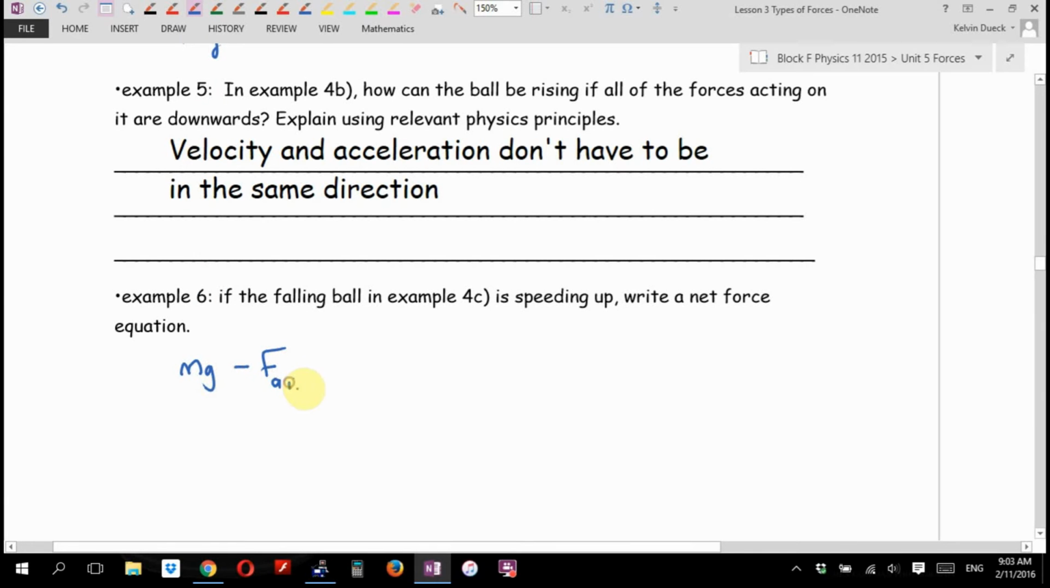What does that always equal? Yeah, there's a net force equation. And if I knew the acceleration and I knew the mass, I could calculate air resistance. Or if I told you air resistance, you could find the acceleration or whatever. Point being, don't memorize that equation.